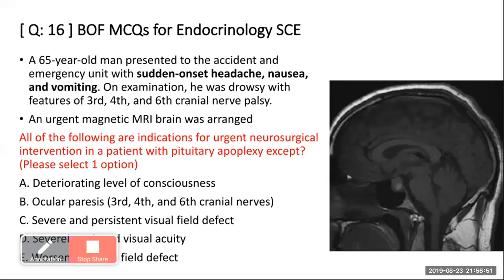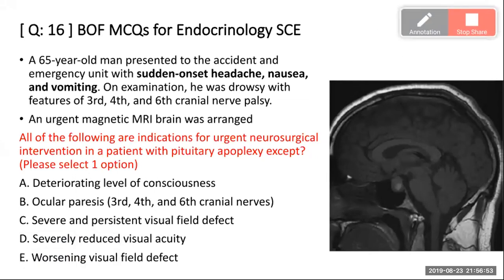All of the following are indications for urgent neurosurgical intervention in a patient with pituitary apoplexy, except: A, deteriorating level of consciousness; B, ocular varices; C, severe and persistent visual field defect; D, severely reduced visual acuity; E, worsening visual field defect. This is B. Yes, B. All the other options are urgent surgery needs.